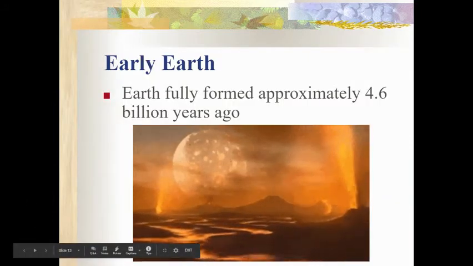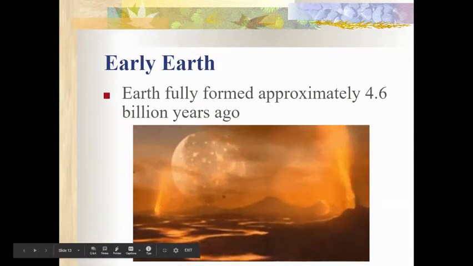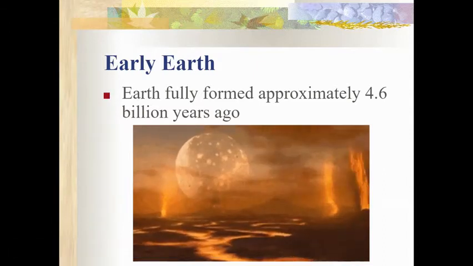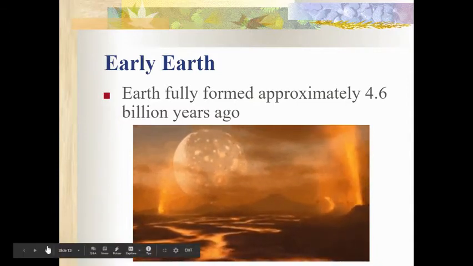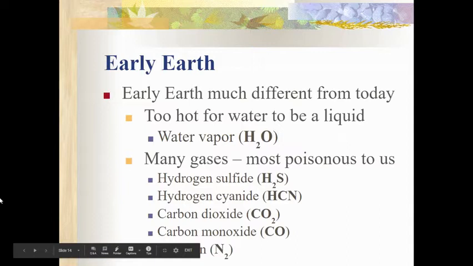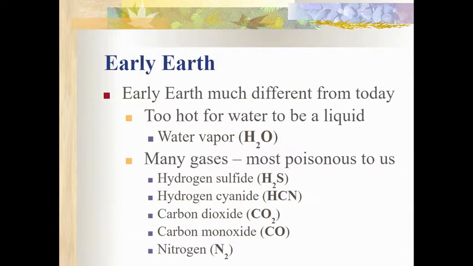So Earth formed through a process, and about 4.6 billion years ago, Earth was fully formed. Early Earth was much different than the Earth that we are familiar with today. Early Earth was too hot for water to be in a liquid form, so any water was in the form of water vapor. And there were also many gases present in Earth's atmosphere.